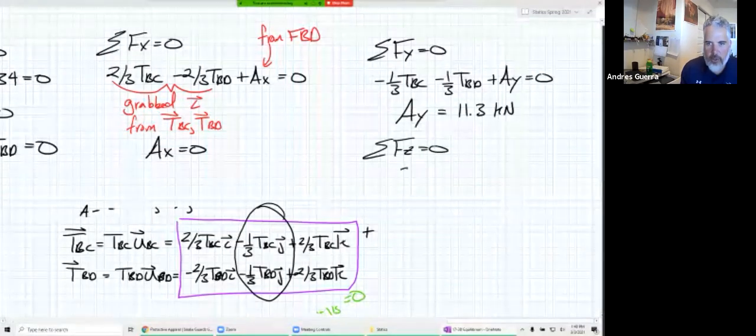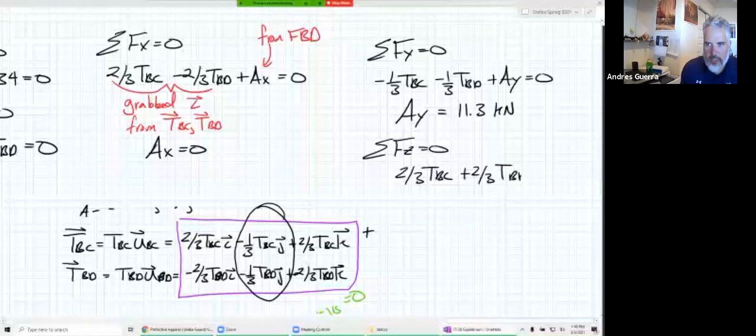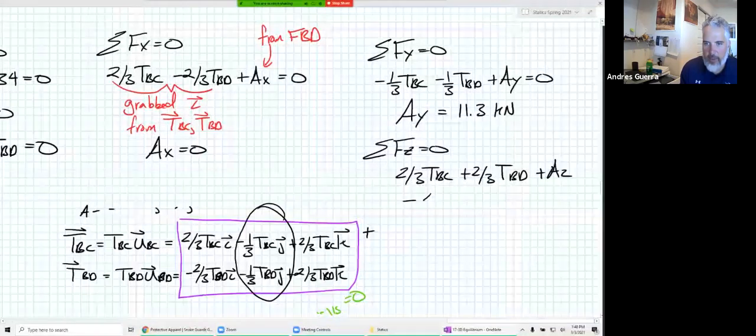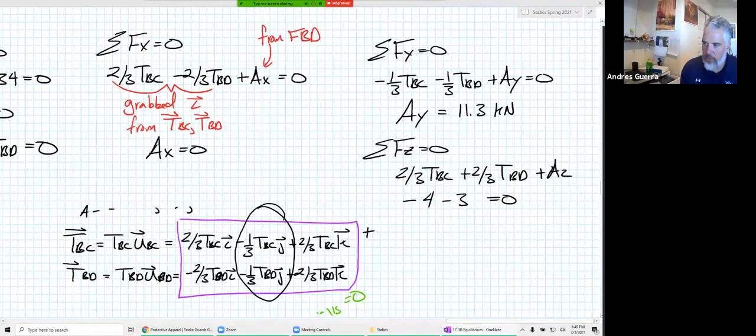And then we can also do the sum of forces in the z is equal to 0. And that's going to be a 2/3 TBC plus a 2/3 TBD. So again, I'm grabbing my k components there, plus an Az. And then we can't forget about our -4 and our -3. So going back, I've got to look at that FBD to make sure we're capturing all the forces on there. And we would find that Az is equal to minus 15.7 kilonewtons.